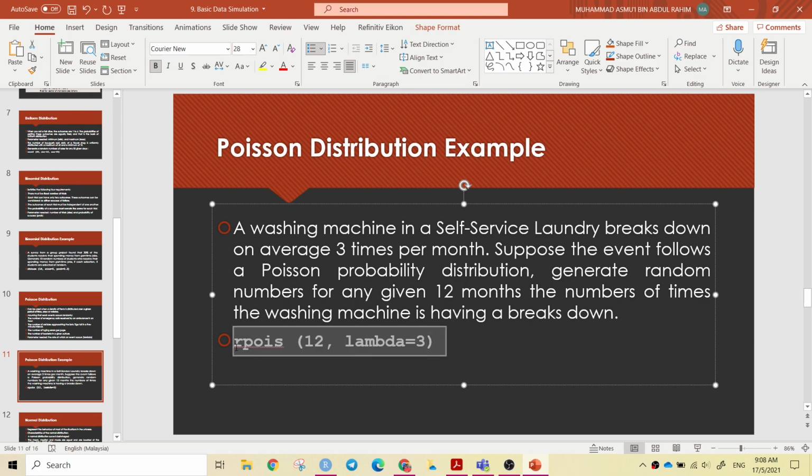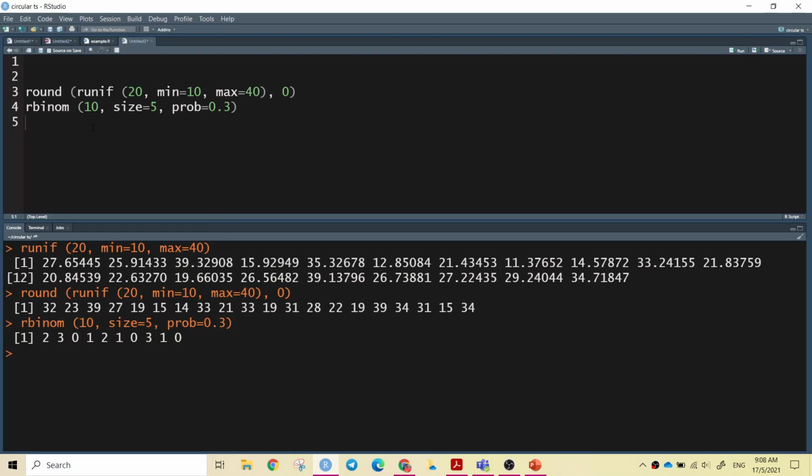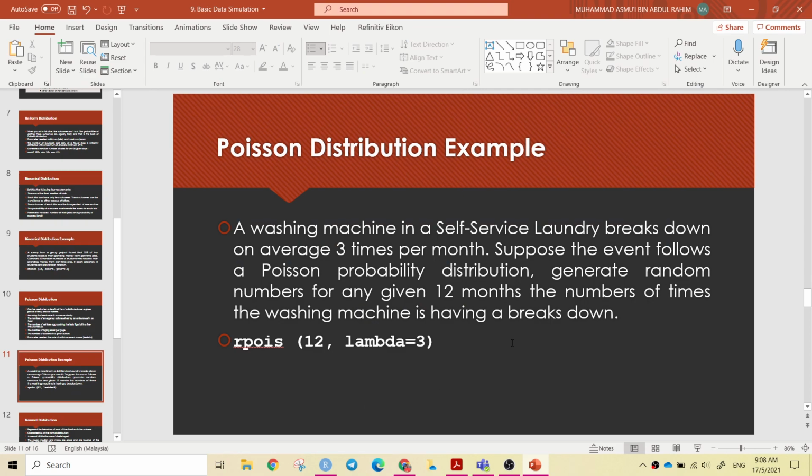And then we want to generate random numbers for any given 12 months. So what you do, I can write it here, then you run. Okay, so for any given 12 months, we will get 4 washing machine breakdowns, 1 washing machine, and so on. So that's how you look at this example.